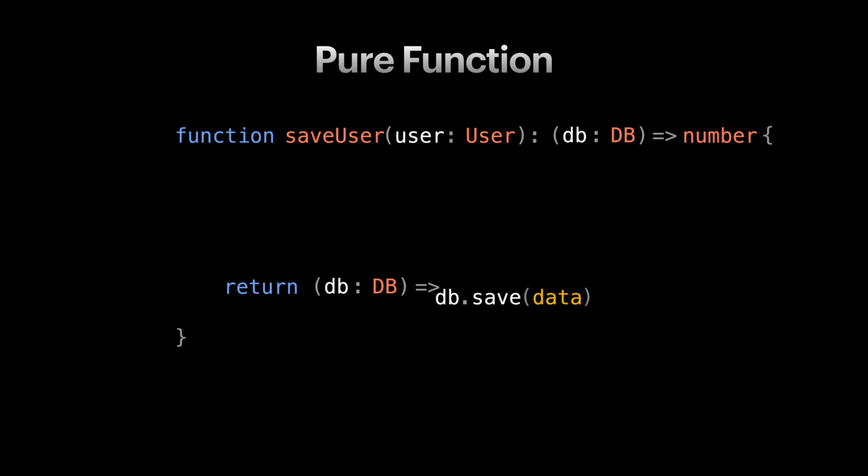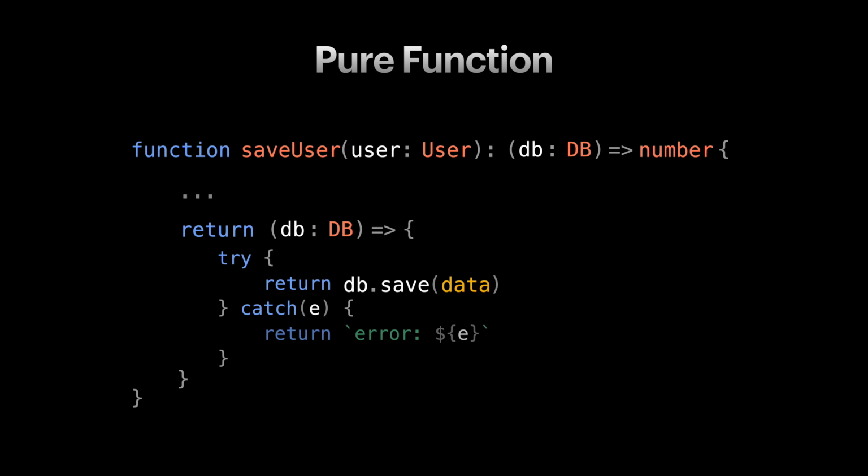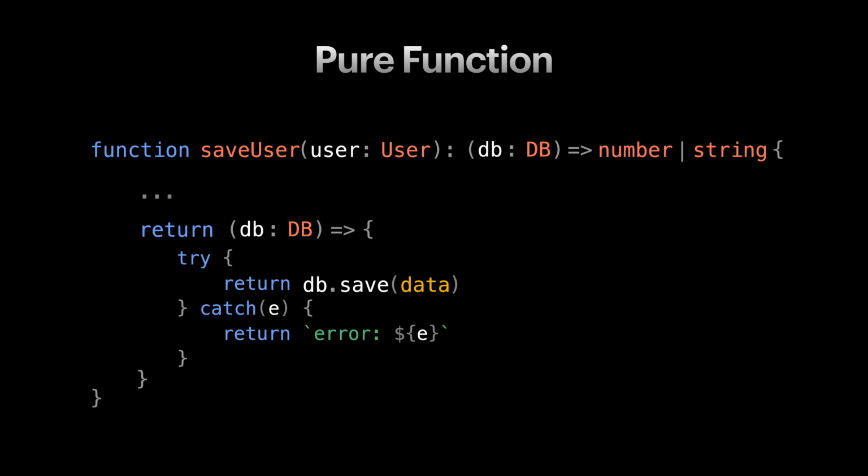Let's put our db.save inside a try block, and in case it throws, catch the error and return the string representation of it. And also we need to update the output type of save user. And that gives us explicit control over the error channel. You see, what we are doing here is systematically trying to find a pattern to design a general guideline for dealing with and controlling any side effect.